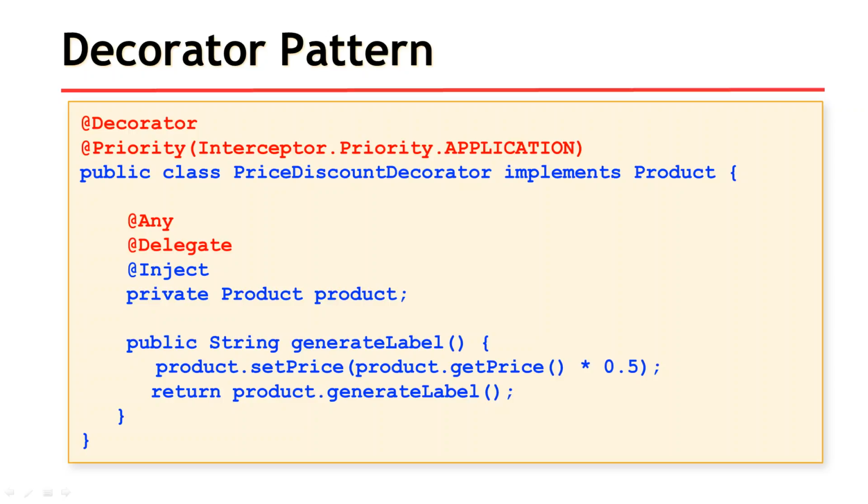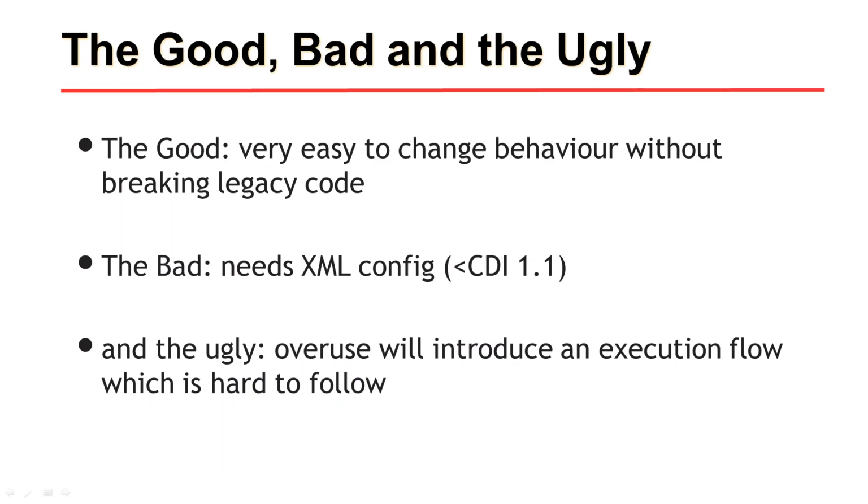Now, whenever the generate label method is called on the target object, this method is called first, then the call is delegated to the target object's generate label method. Okay, and also we can further refine the objects that are subject to decoration by defining any number of qualifiers, and the decorator will be bound to only those beans with the same qualifier.